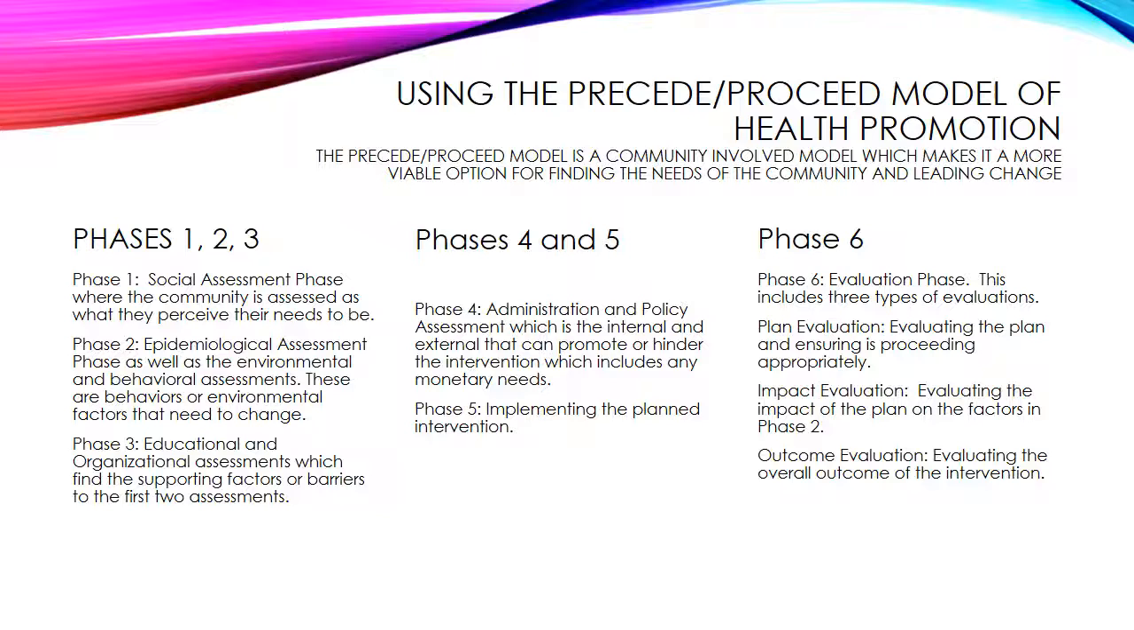Phase 4 and 5. Phase 4, administration and policy assessment, which is the internal and external workings that can promote or hinder the intervention, which includes any monetary needs that may be addressed. Phase 5, implementing the planned intervention. Phase 6 is the evaluation phase. This includes three types of evaluations: plan evaluation, impact evaluation, and outcome evaluation.